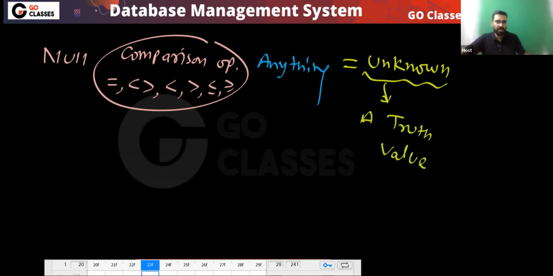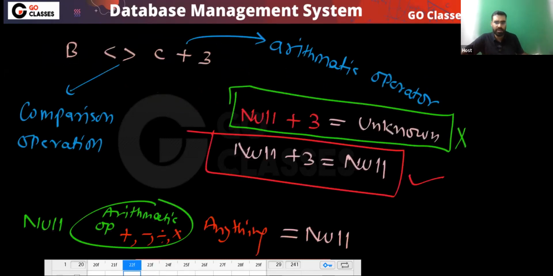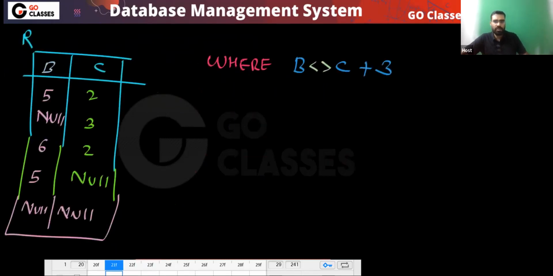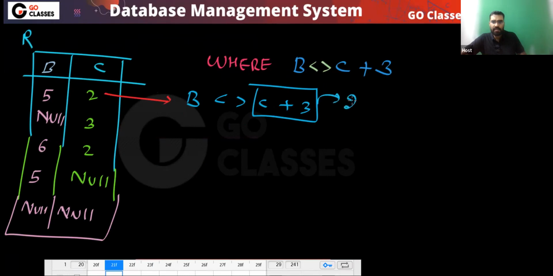So I already told you these points, and they are important. Now tell me, for the first row, what is going to happen? For the first row, this will give me 2, right? And this will give me 5. This is going to be 5, correct? So this box is going to be 5.